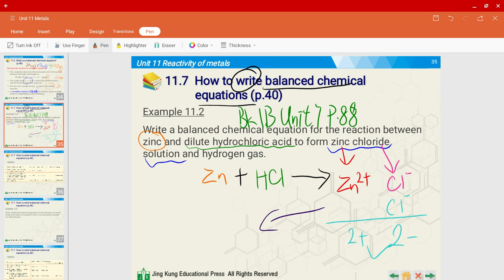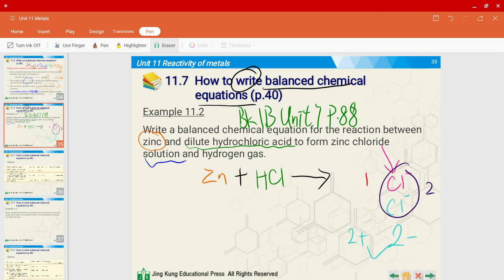How am I supposed to write the overall formula? Over here, how many zinc do I have? I only have one, so I'm going to write just one. And over here, I have two of them, so I'm going to write Cl2. Again, please refer back to the video on balancing ionic formula. That will help you out a lot in doing these types of questions. Okay, let me rub this out and let's write down ZnCl2.